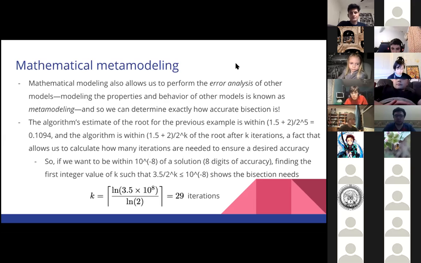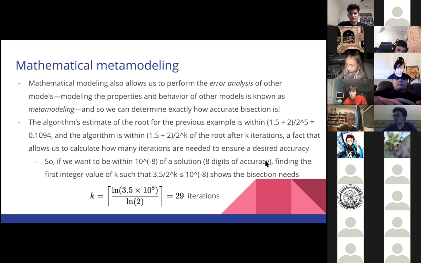Anyway, so for example, let's say we want to be within 10 to the -8 of a solution, i.e. we want to be accurate to 8 digits. So let's find the first integer value of k such that 3.5 over 2, again 1.5 plus 2 over 2 to the k, is less than or equal to 10 to the -8. So we just take the formula for the error, which is an exponent with the number of iterations, and we just set that equal to 10 to the -8th.